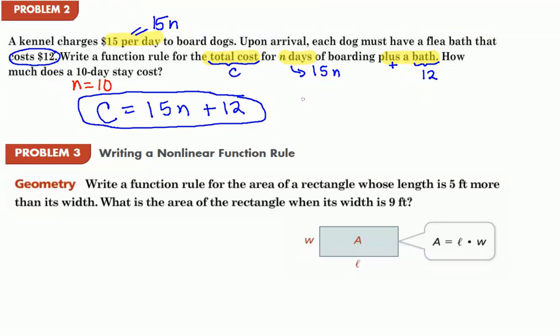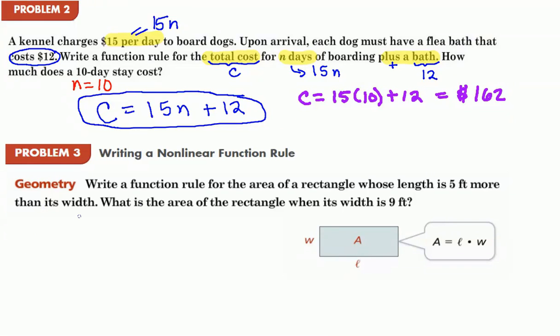And so we're going to say that the cost is going to equal 15 times 10 plus 12. Well, that's 150 plus 12. The cost is going to equal $162. So that would be our answer right there.